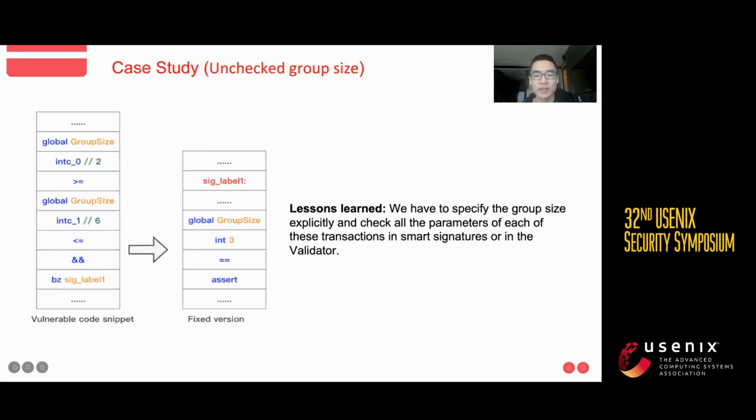Okay, let's get into the case study. In this case, I give a simplified code for the smart signature that includes vulnerabilities for unchecked transaction phase and the unchecked transaction parameters. This code is vulnerable because the group size is not a fixed value, and at least one of the transactions has parameters that have not been validated.